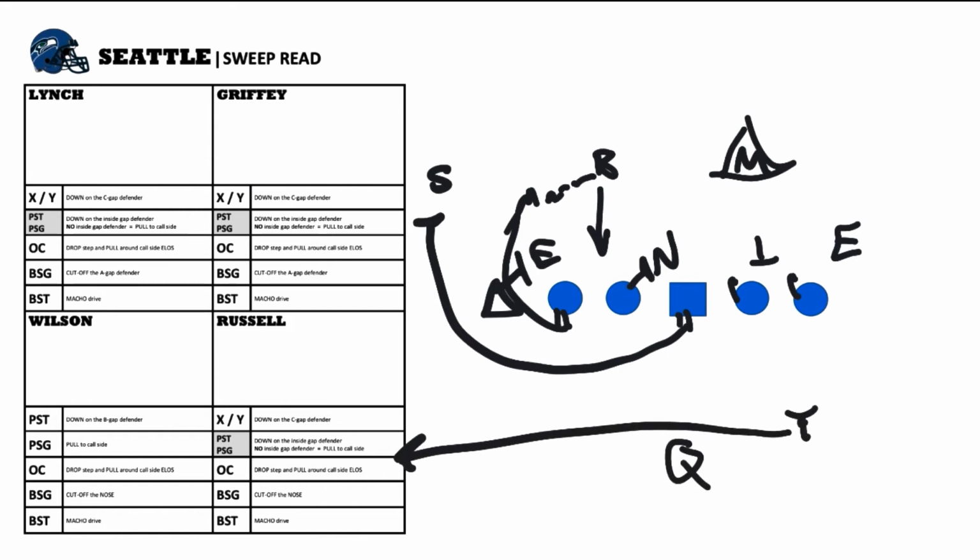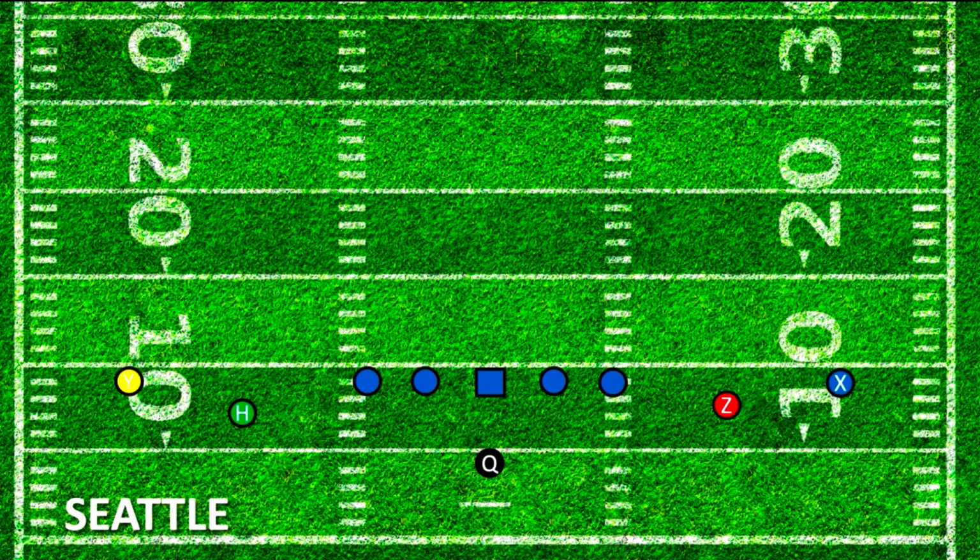All right, now let's take a look at some of the fun stuff here. One of my favorite ways to run this is out of big bunch. Let's draw that up real quick. My X would be here, my Z would be here, and my H would be here. So disregard them guys. We'd be like this, okay?